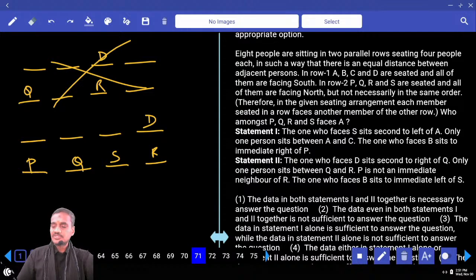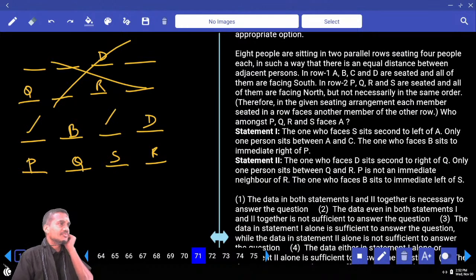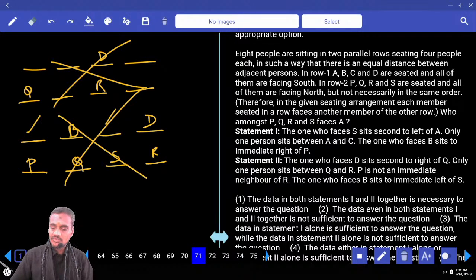The one who faces B sits to the immediate left of S, so B is here. Now the question is: who is facing A? A can be either P or S. There are two different answers here. So 2 alone is not sufficient, only 1 alone. That is given in choice 3.